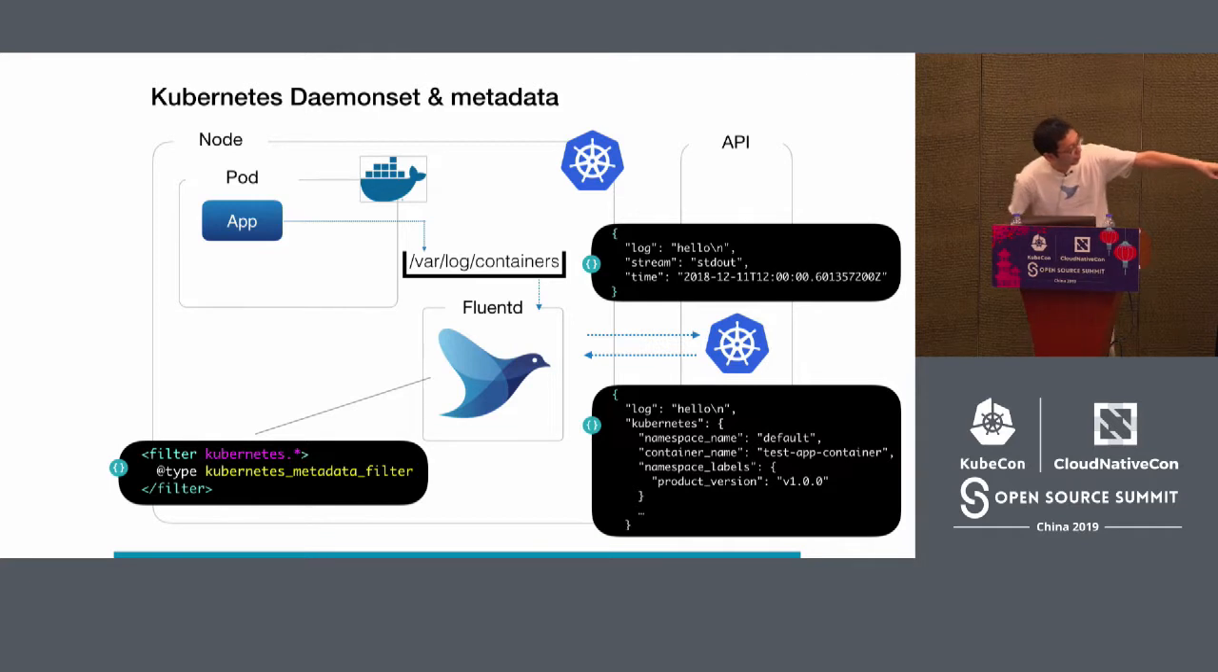By default, log data is very simple. The log field has the actual logs. But after applying this filter, the log has more metadata for Kubernetes. This is an example of the container name or namespace. So you can use this metadata on the processing side, for example, grouping the container logs.